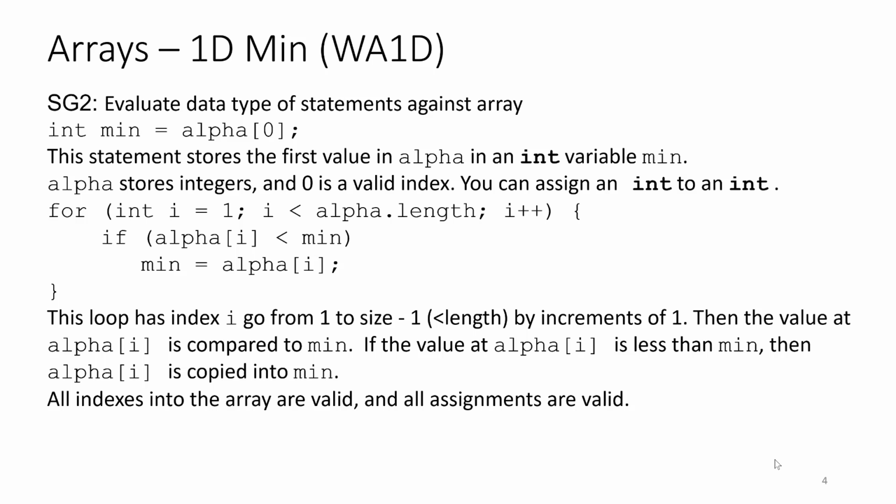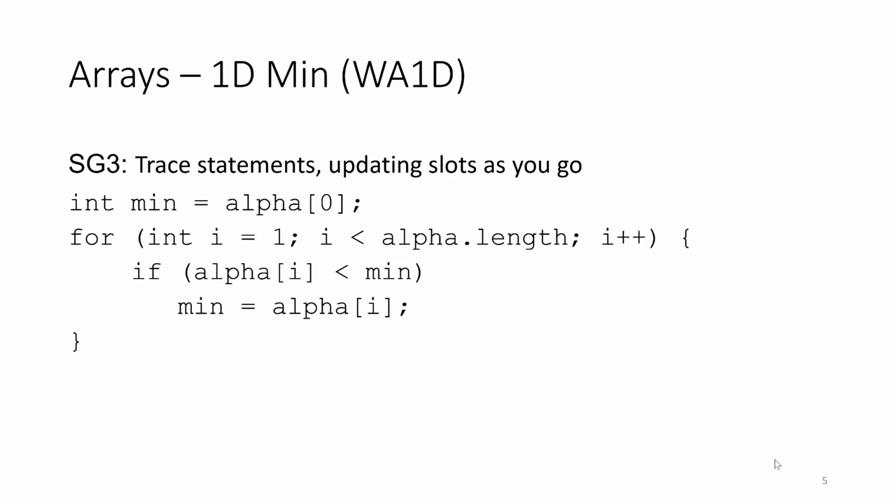the statement is valid. In the for loop, the loop has an index i that goes from 1 to size minus 1 by increments of 1. Those are all legal indexes. Then the value at alpha sub i is compared to min. The value at alpha sub i is an integer, and we can compare an integer to the value in min. And if that case is legal, we can then assign that value to min. So all of the statements are valid.